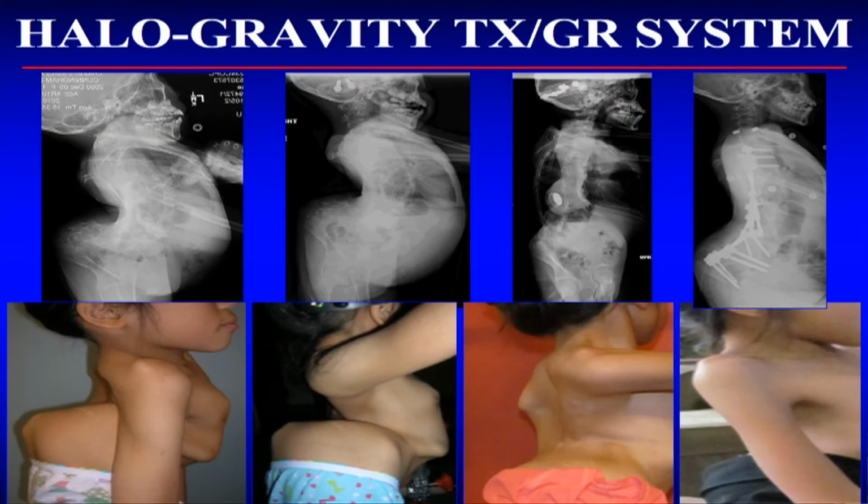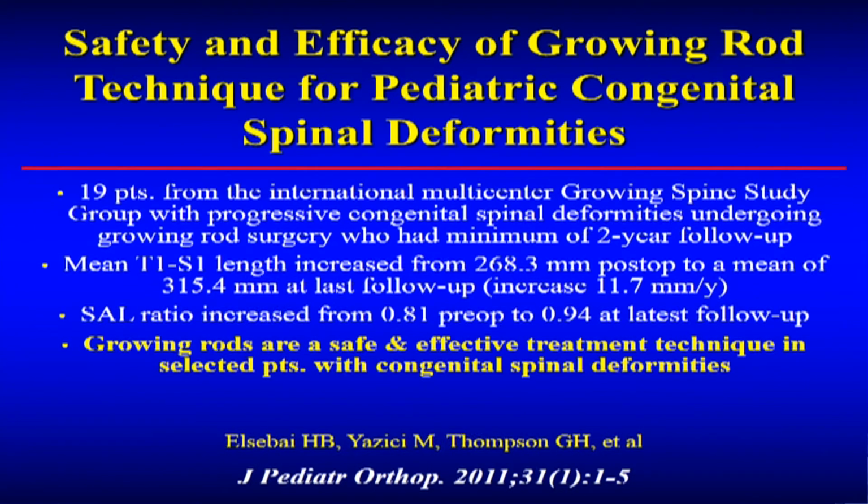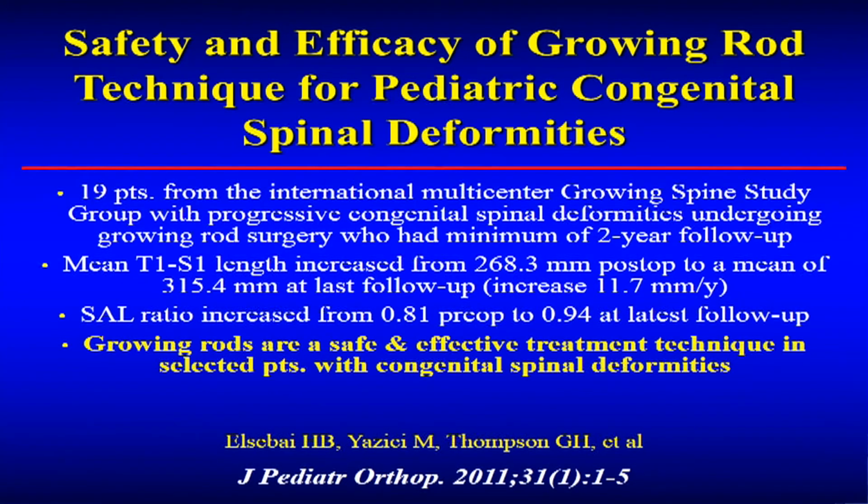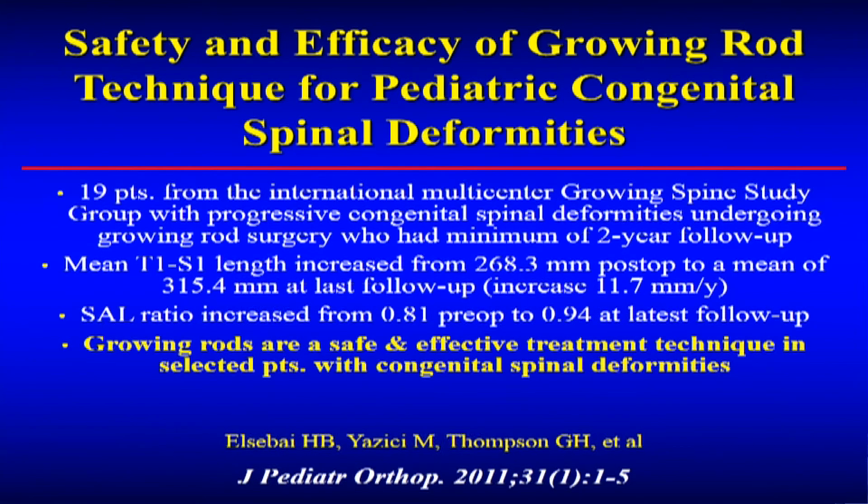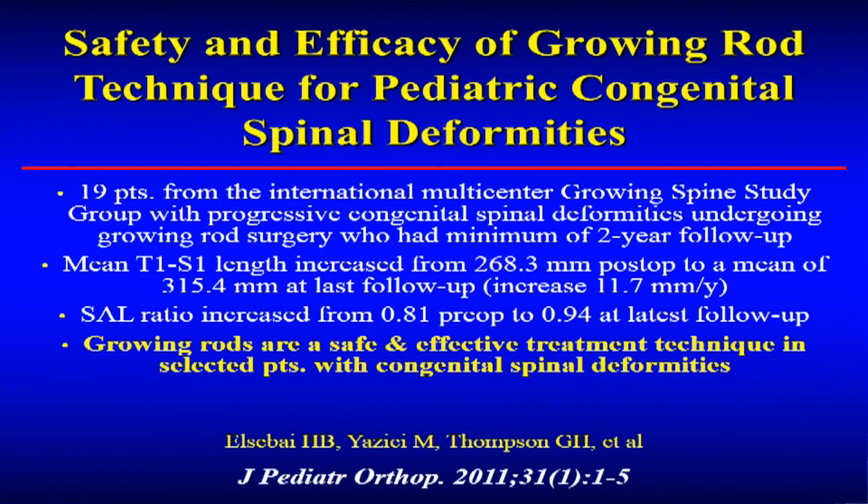Same thing in the sagittal plane: a severe lordoscoliosis deformity with the trunk sitting way forward. The pelvis was nicely corrected with the traction and secondary growth rod application. Now, there have been some nice reports showing the safety and efficacy of growing rods for pediatric congenital deformities. And basically, they're found to be a safe and effective treatment technique in selected patients with congenital deformities, as we've seen.